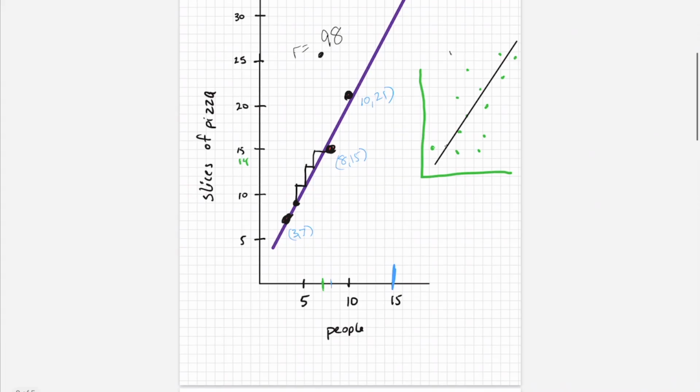This one over here might have a correlation of something like 0.5, like a 50%. The points definitely have an upward trend, but they're a little bit scattered. So less or lower correlation. In other words, this number is closer to 0. Okay?